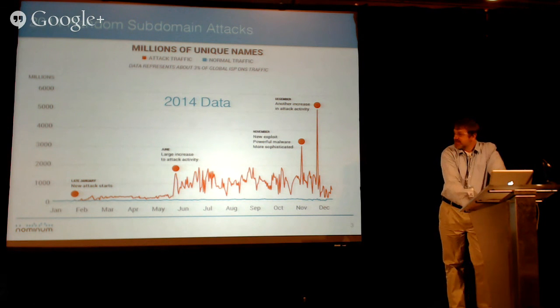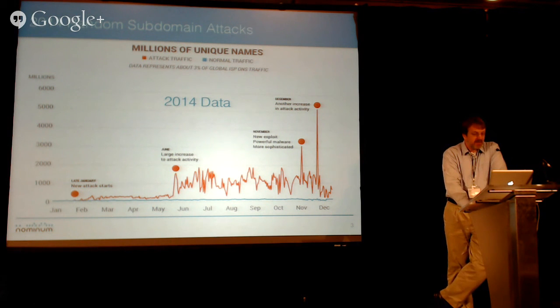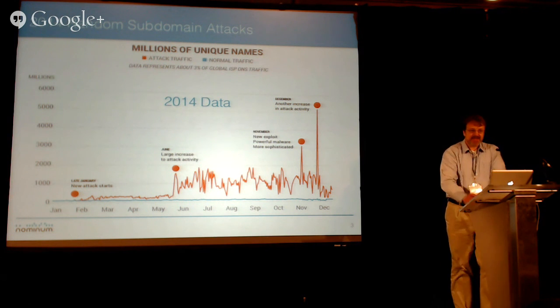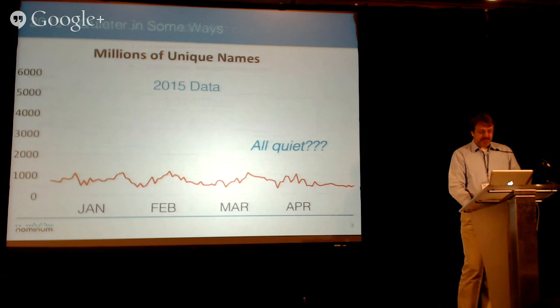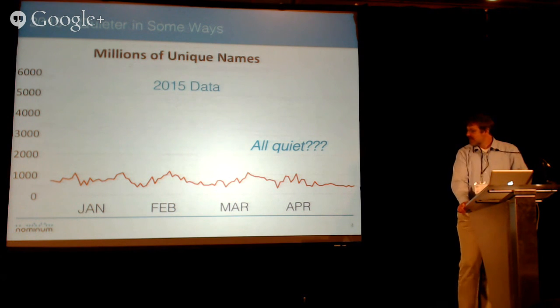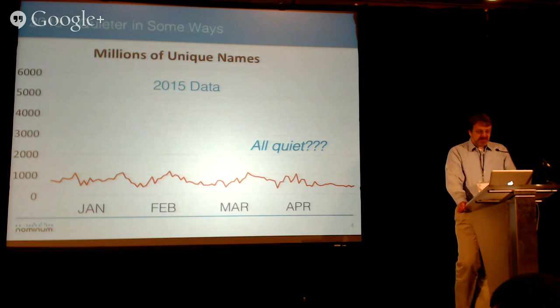What you see here is a graph of the number of unique names that our customer sees on their resolvers. That really spiked up to an unbelievable number. That's the different random name prefixes there. In 2015, this has flattened, but the flat line is still a lot above the 60 to 80 million legitimate names that people ask for on the internet.